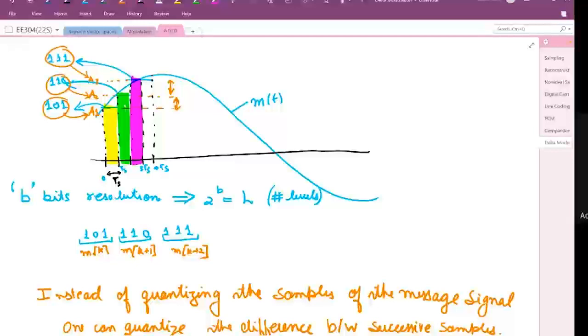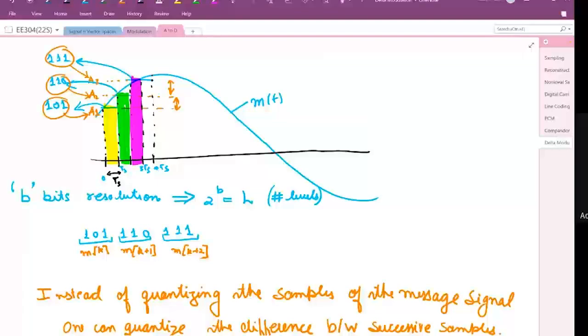If you are taking finer levels, what are you gaining and what are you losing? What you are gaining is less quantization error, but what you are losing is the number of bits. The bit sequence that is produced will be larger. That means to represent the same information sequence, you will have a larger number of bits. Yes or no? Yes, sir. Which you don't want, because you want your information to be represented in the minimum number of bits.